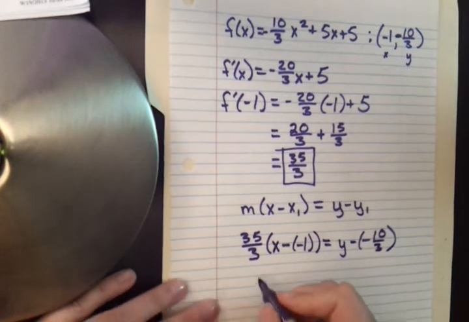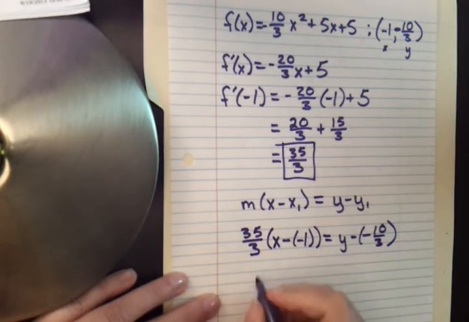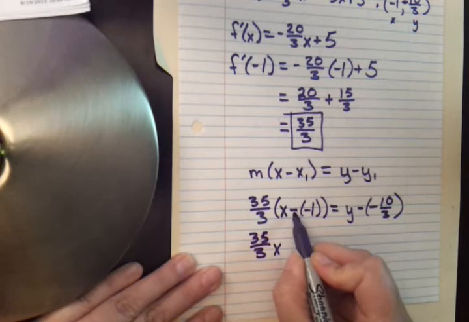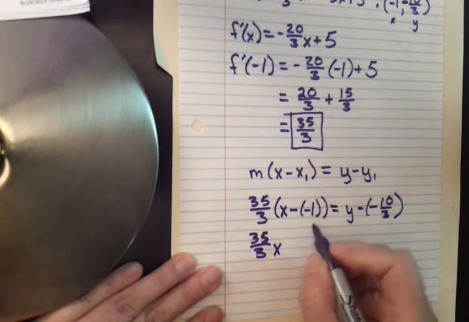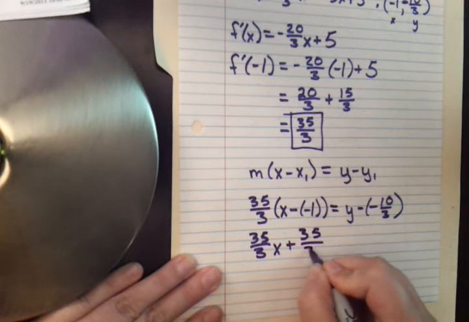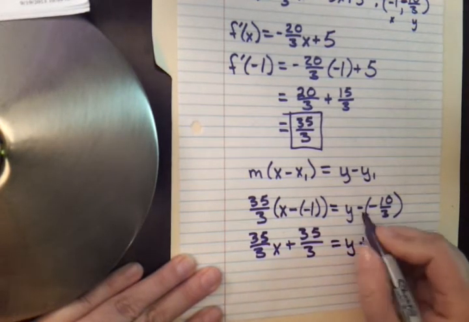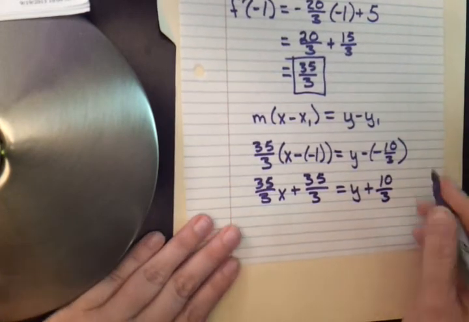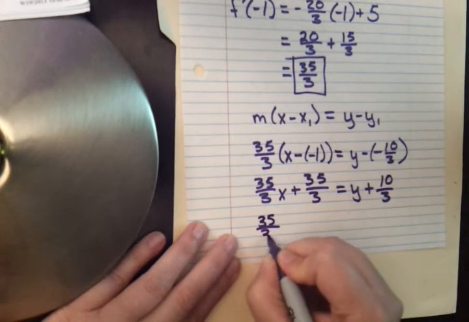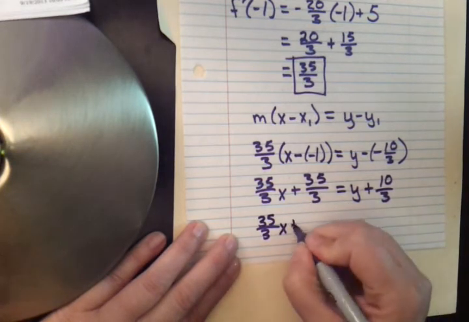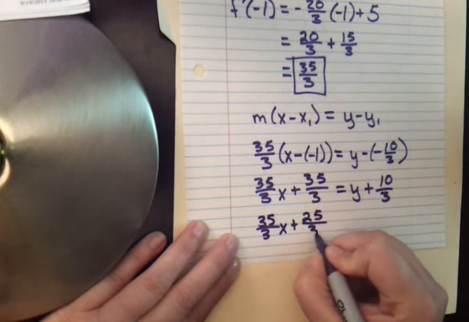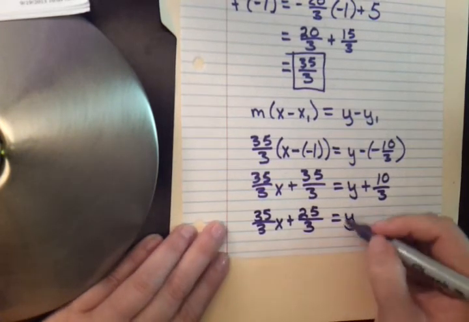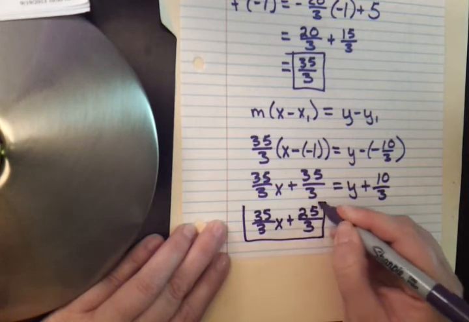And let's do some distributing. 35/3 times x. That's going to give us 35/3 x. 35/3 times, well, this is going to be a positive 1. So 35/3 times a positive 1 is going to be plus 35/3 equals y plus, I just have a minus and a minus, so that's a plus 10/3. We can bring the 10/3 over, so that's going to give us 35/3 x. Subtract 10 from 35, that's going to be 25/3, and that's what y is equal to. So where you have to enter the equation for the tangent line, they already gave you the y equals, so all you have to do is enter that.